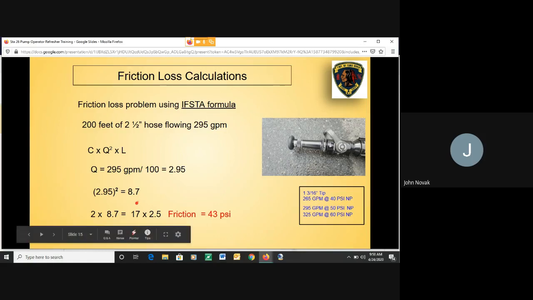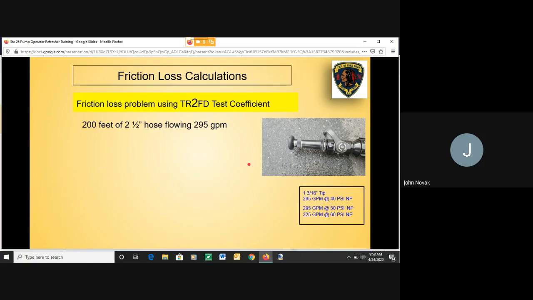Using the IFSTA formula with their coefficient of 2, we would come up with a friction loss of 43 psi. Using our friction loss coefficient, going down to using 1.5 instead of 2, we would come up with a friction loss of 32 psi for 250 feet of 2.5 inch of the pre-connect.